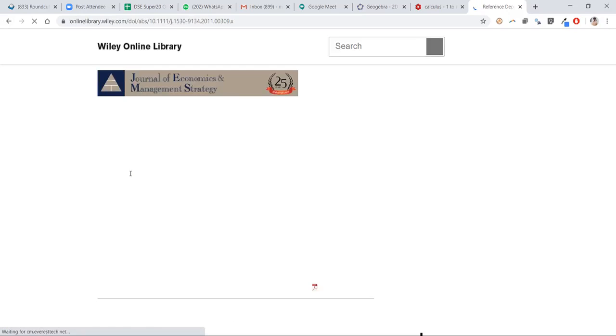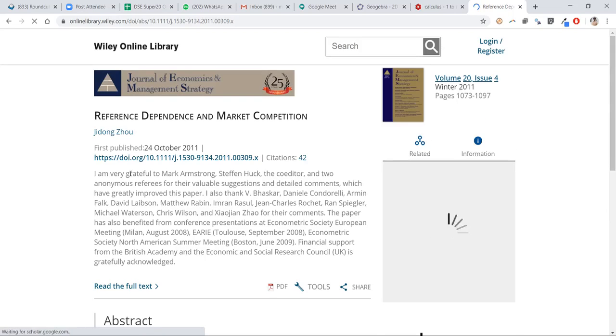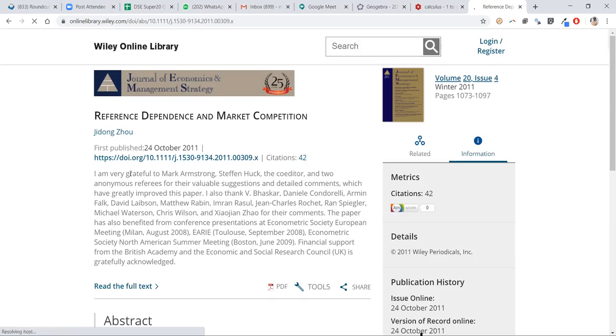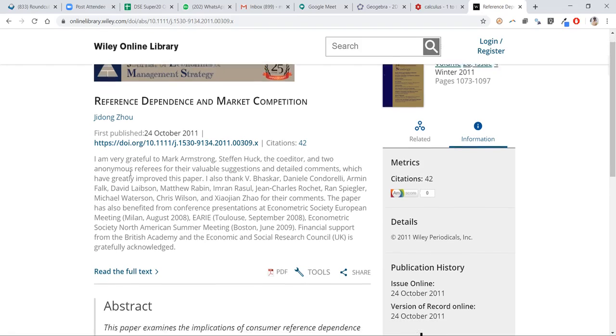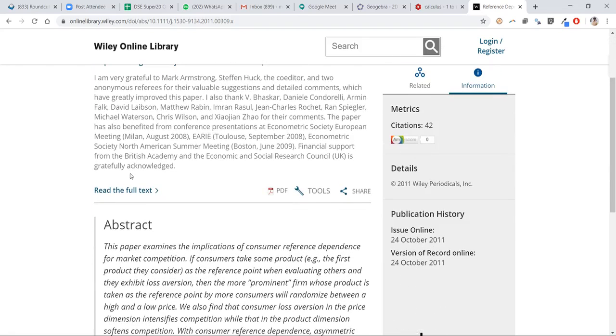We also analyze market structure beyond the duopoly, so we try to extend our results to n-firm cases. Both papers find a similar result: loss aversion in the product dimension leads to a softening of competition. It relaxes competition.